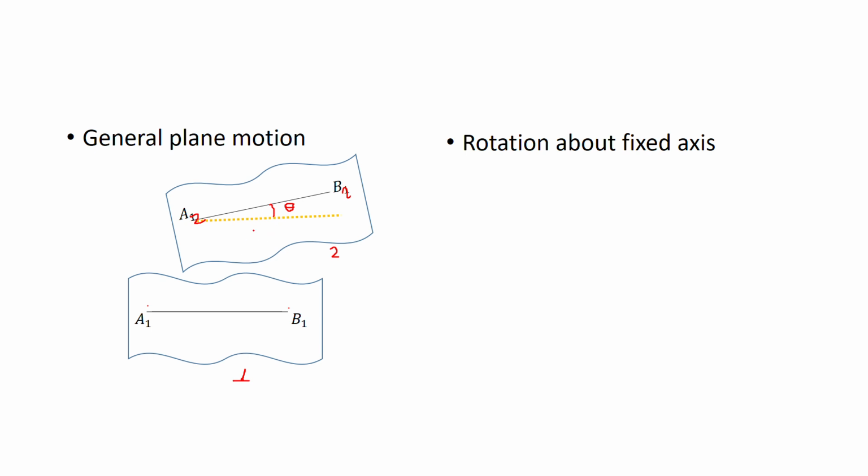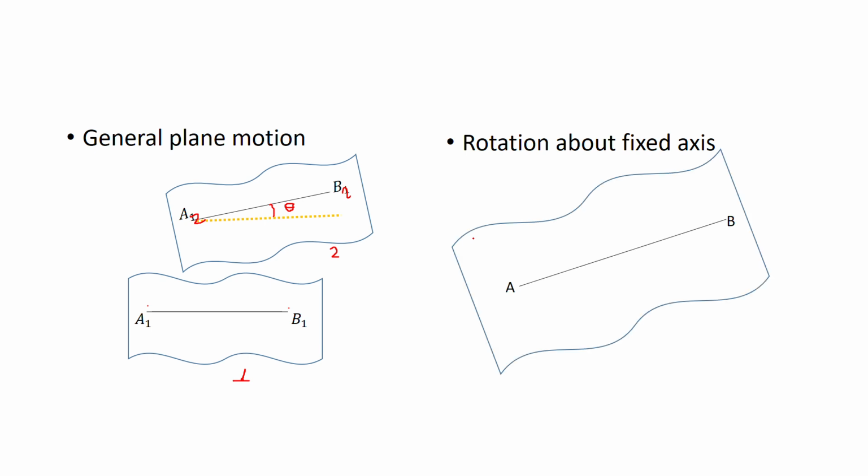So we can say that it is not a translatory motion, it may be a pure rotation or it may be a general plane motion. In case of rotation about a fixed axis, suppose we have points A and B. So these points A and B are the initial configuration of the body, and if the configuration has changed and the line has changed to A dash B dash, in fact the configuration has changed to something like this.